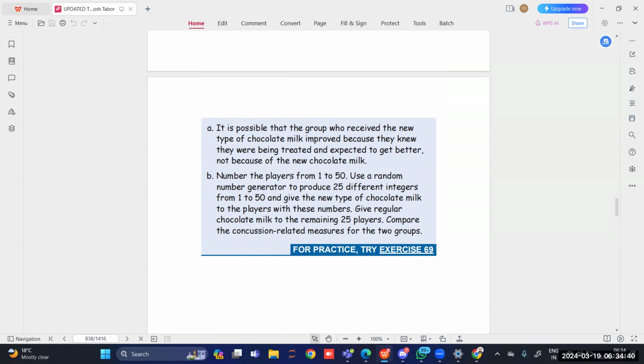So group 1 you will give the new chocolate milk and group 2 you will give the old chocolate milk that used to be given to the players. So compare the conclusions related measures for the two groups. Is this paragraph clear? This B answer is very important: how we are conducting the completely randomized experiment.